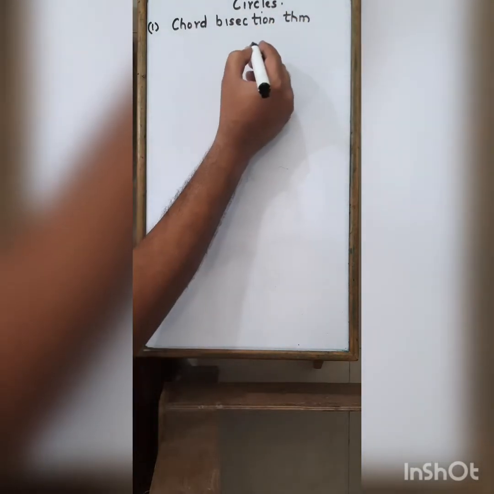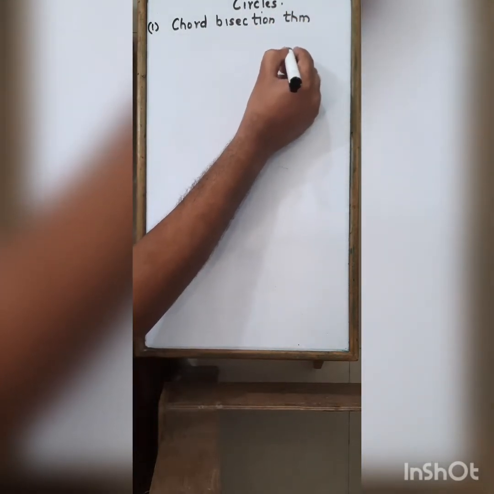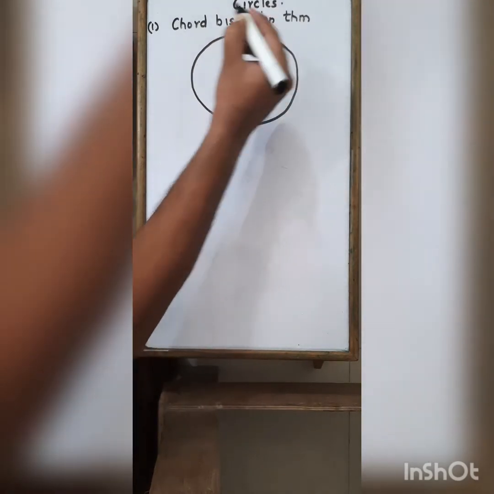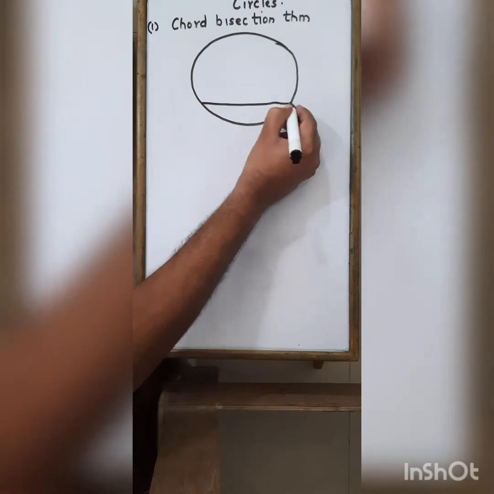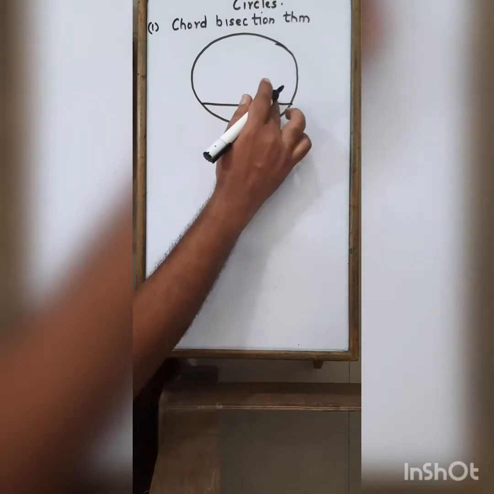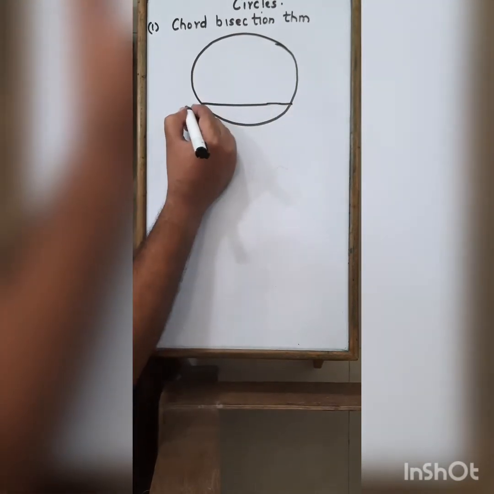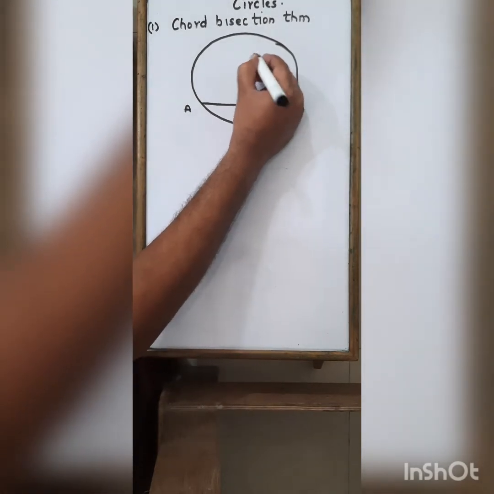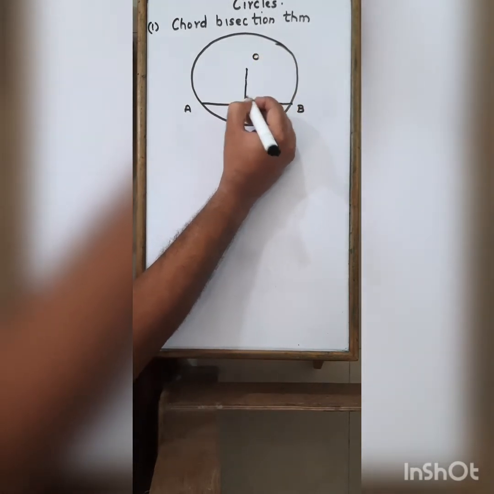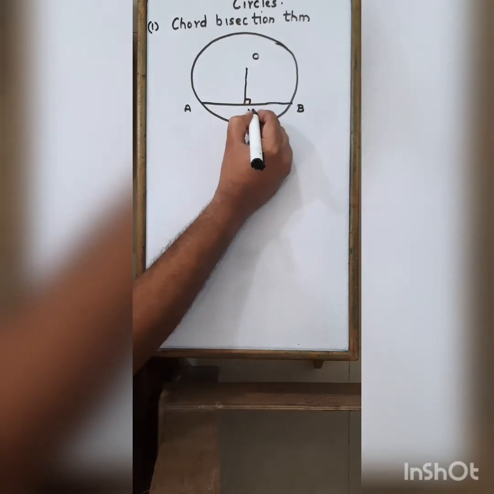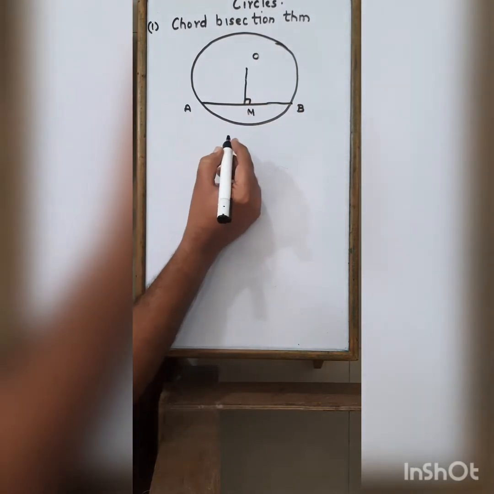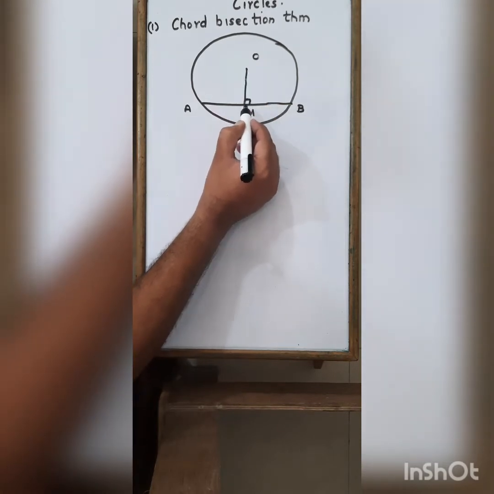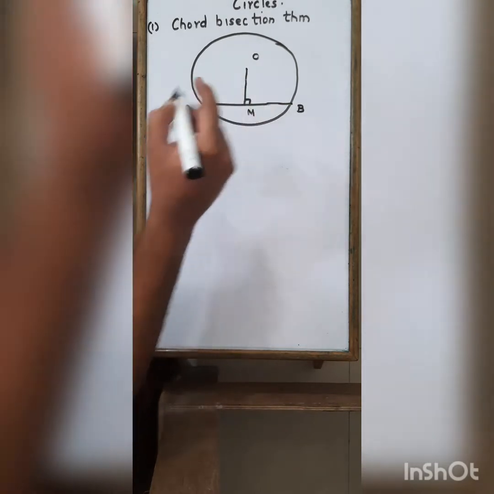If a perpendicular is drawn from the center of the circle to the chord, so this is your chord AB, this is your center O, and I am drawing a perpendicular OM. So what does this theorem say? If I draw a perpendicular from the center of the circle on the chord, then it bisects the chord.